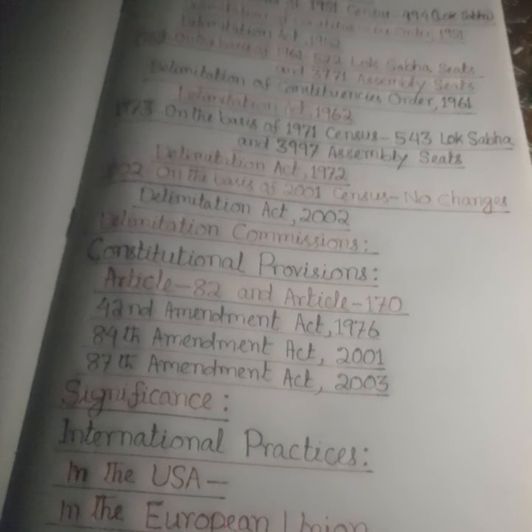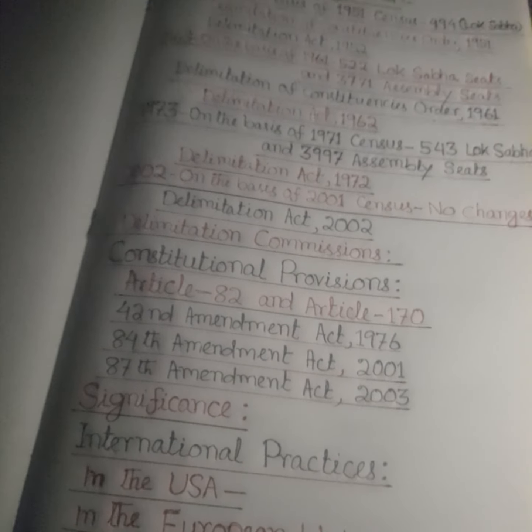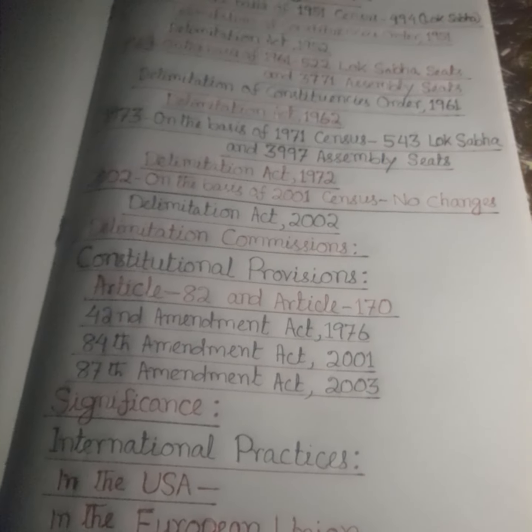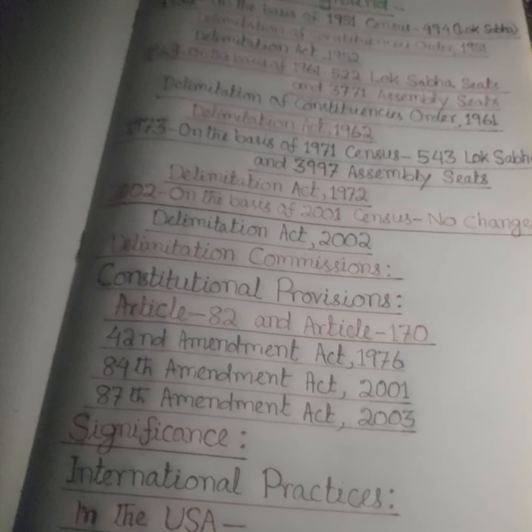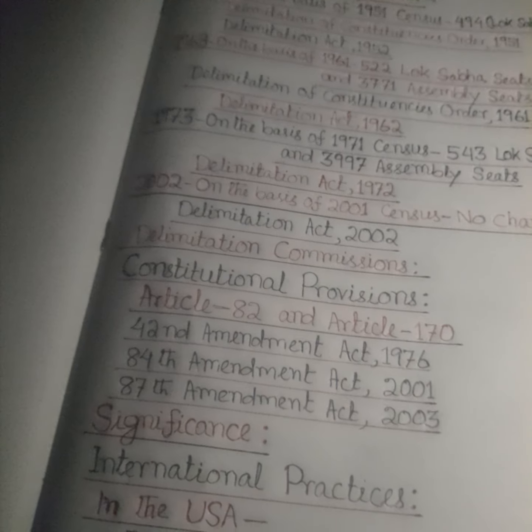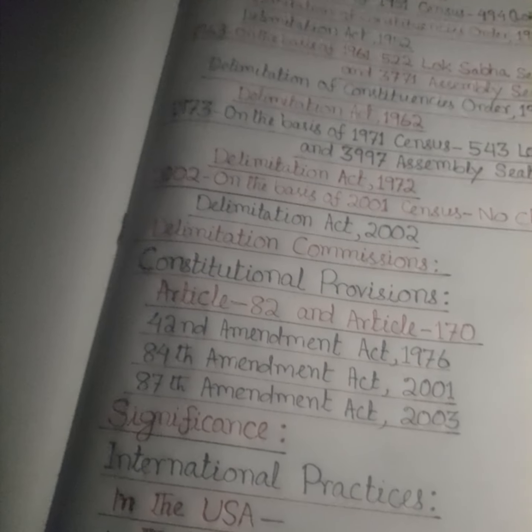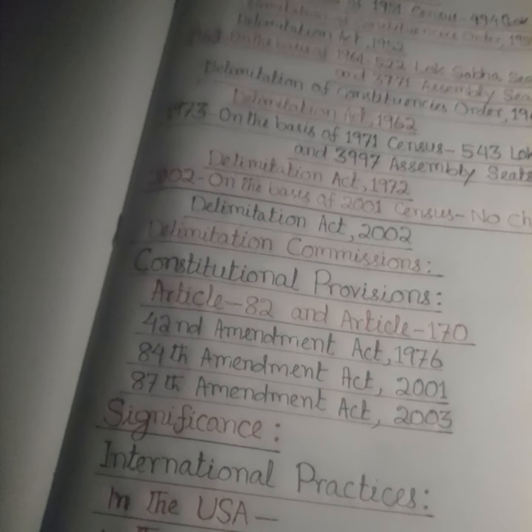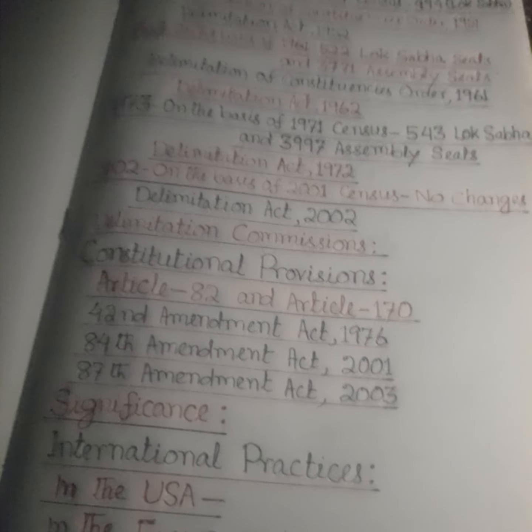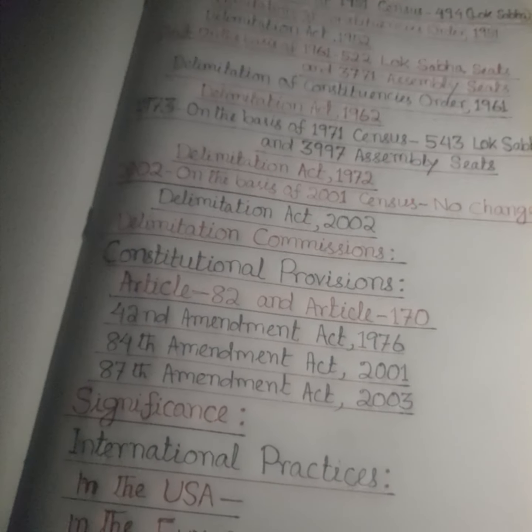after every census. The amendment which was carried out in 1976, the 42nd Constitutional Amendment Act, froze the allocation of seats in the Lok Sabha to the states and the division of each state into territorial constituencies till the year 2000 at the 1971 level.